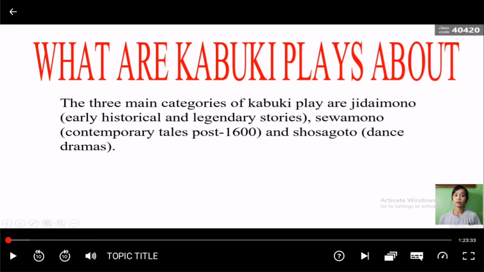The next one is, what are Kabuki plays about? The three main categories of Kabuki play are Jidaimono, early, historical and legendary stories, Sewamono, contemporary tales post-1600s, and Shosagoto, dance dramas.